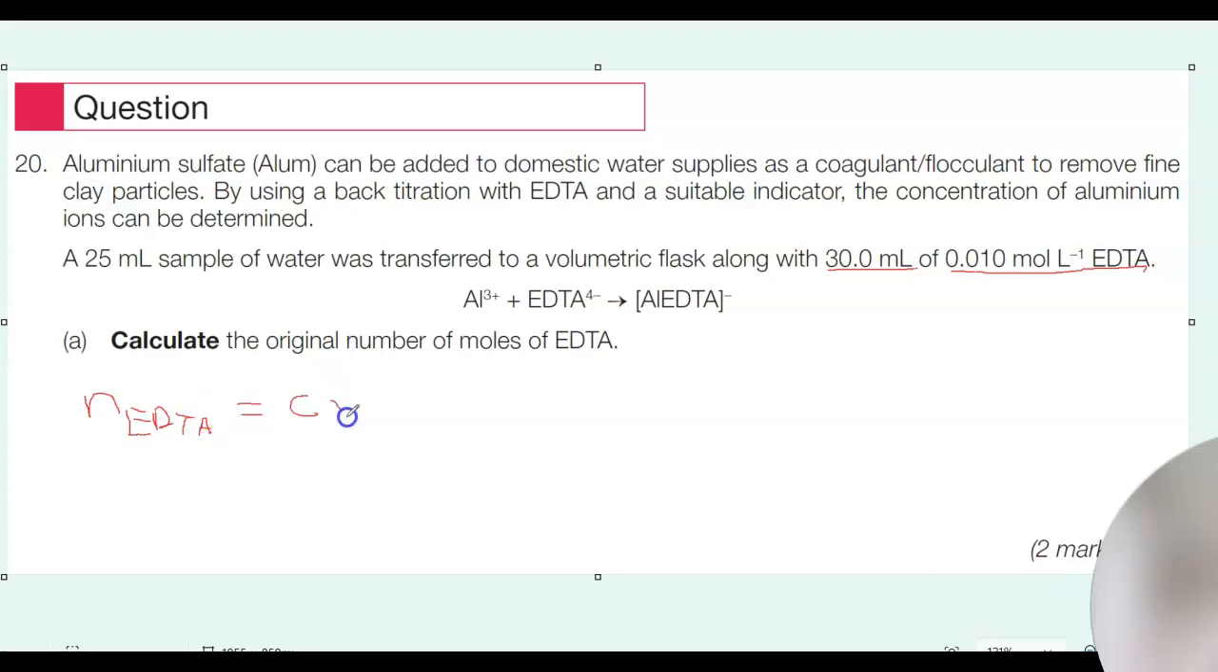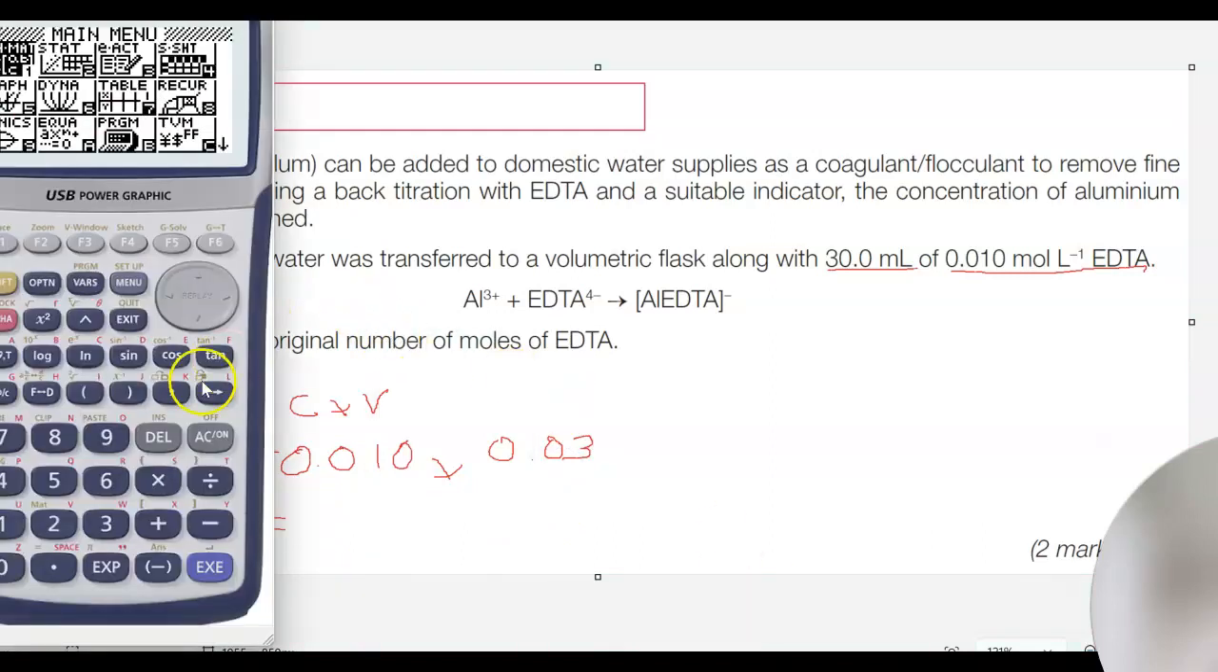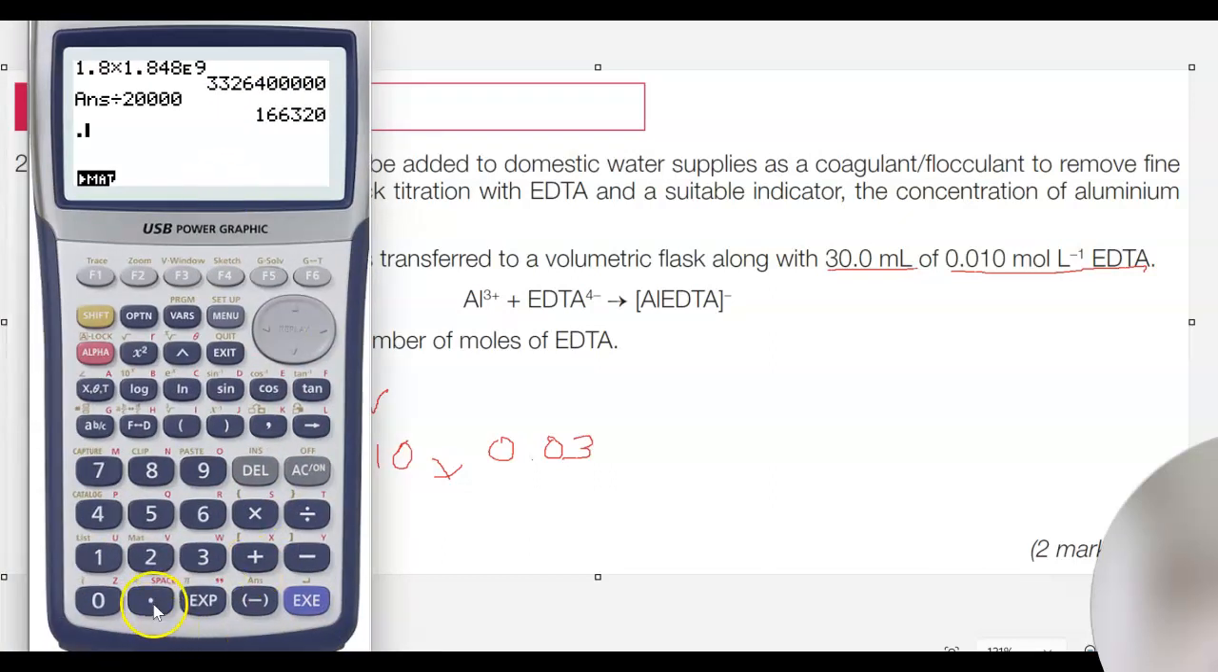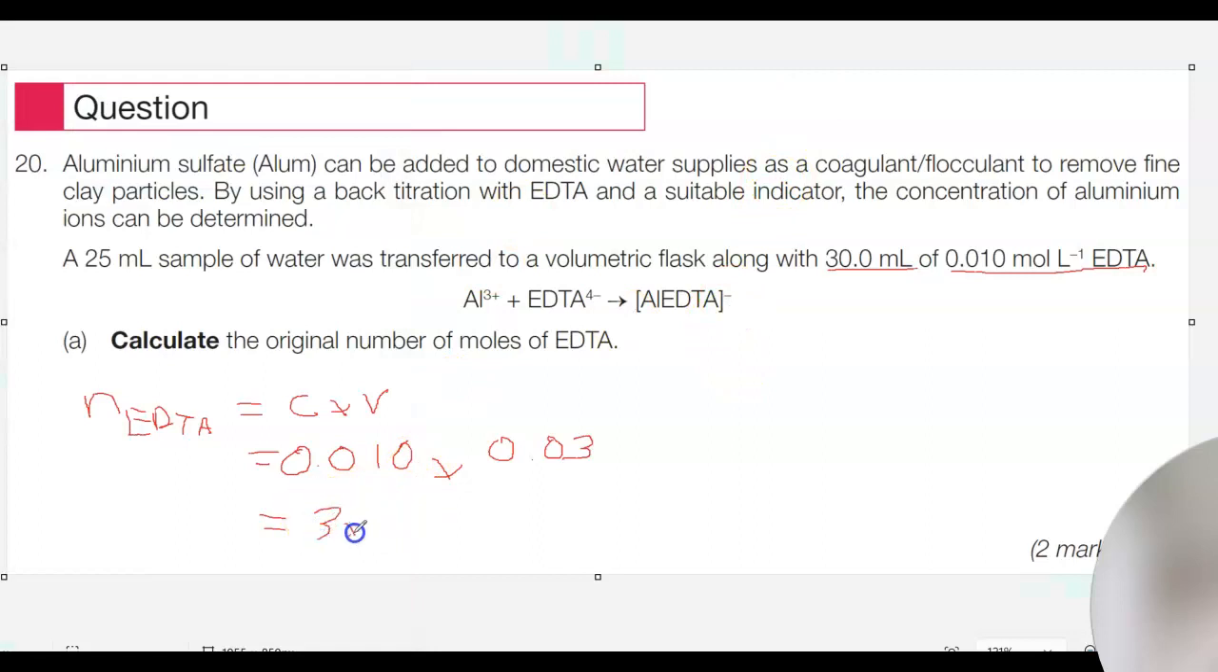is equal to concentration times volume, which is equal to the 0.010 multiplied by the volume. So 30 ml becomes 0.03 litres, which is going to be 0.01. Oops. Yep. 1 times 0.03 is 3 times 10 to the negative 4 mole. Okay, and that's it for part 1.